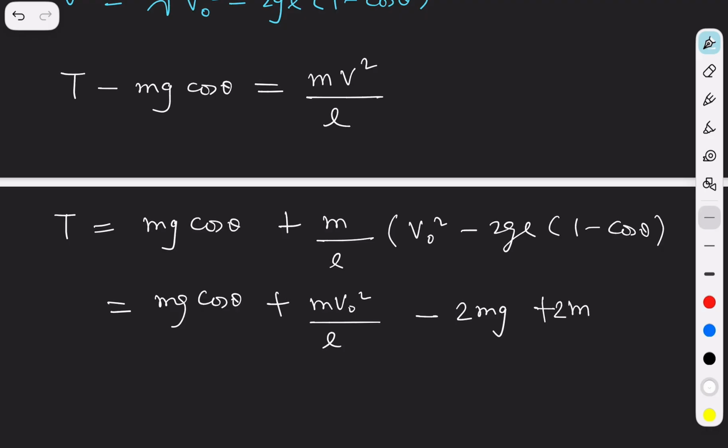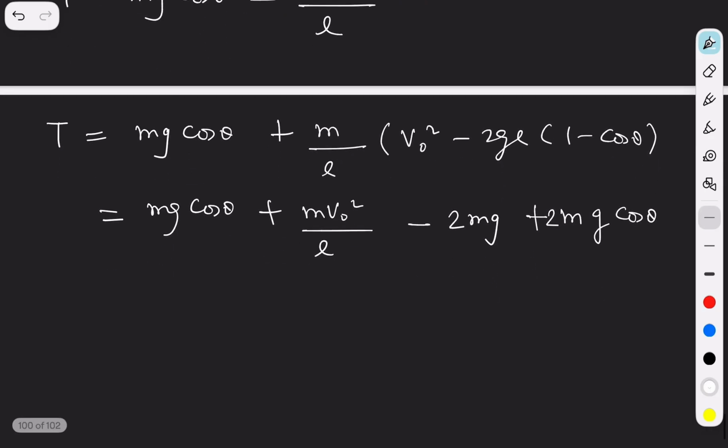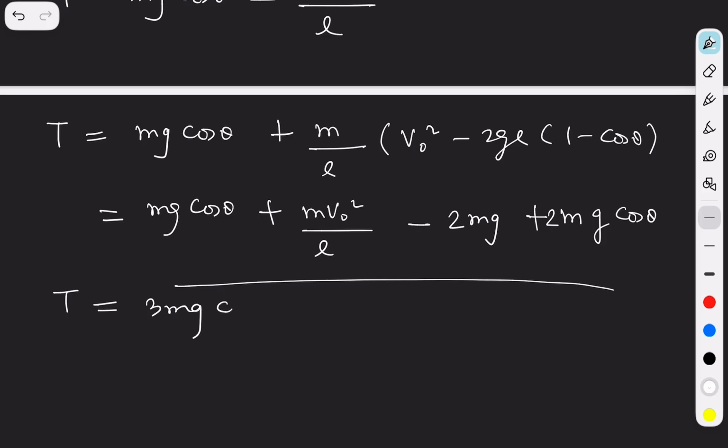Okay, so guys, if I sum up everything, what I will get is T equal to 3 mg cos theta minus 2 mg plus mv naught square by L. Okay, so guys, this is the result that we got for the tension.